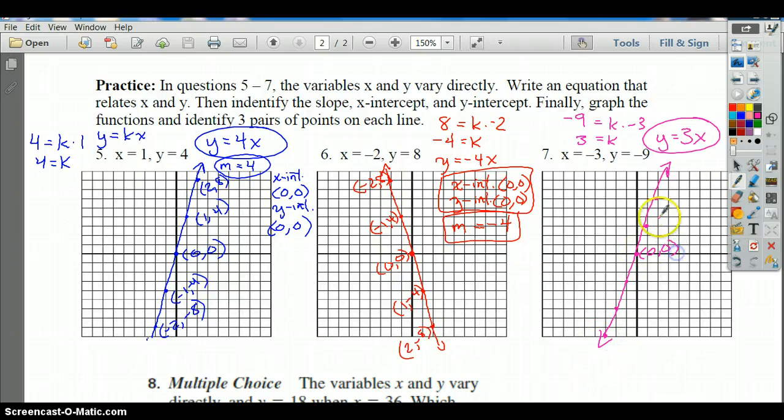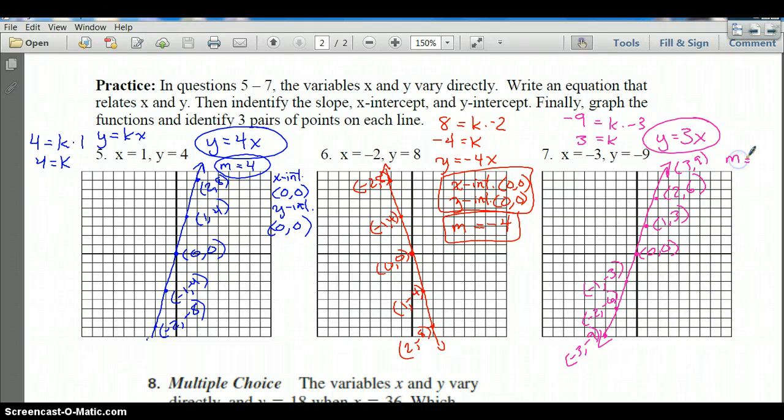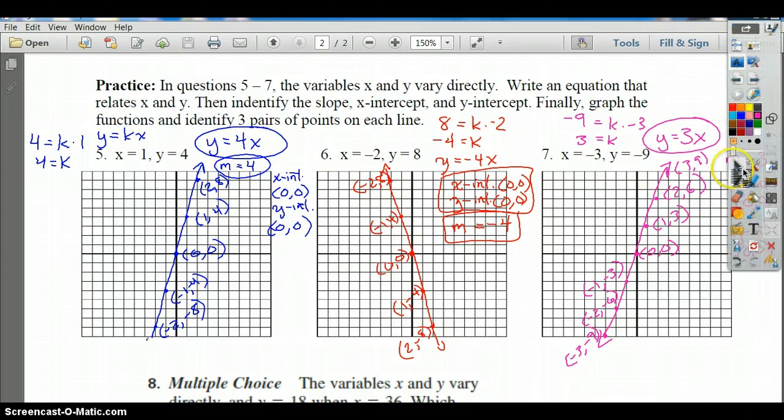I got 0, 0 here. I'm 1 up 3. I'm 2 at 6. And 3, we're at 9. Going backwards, I got negative 1 down 3. I got negative 2 down 6. And there are our graphs. My slope is equal to 3, my x-intercept and my y-intercept are both 0, 0. Okay? And moving right along.